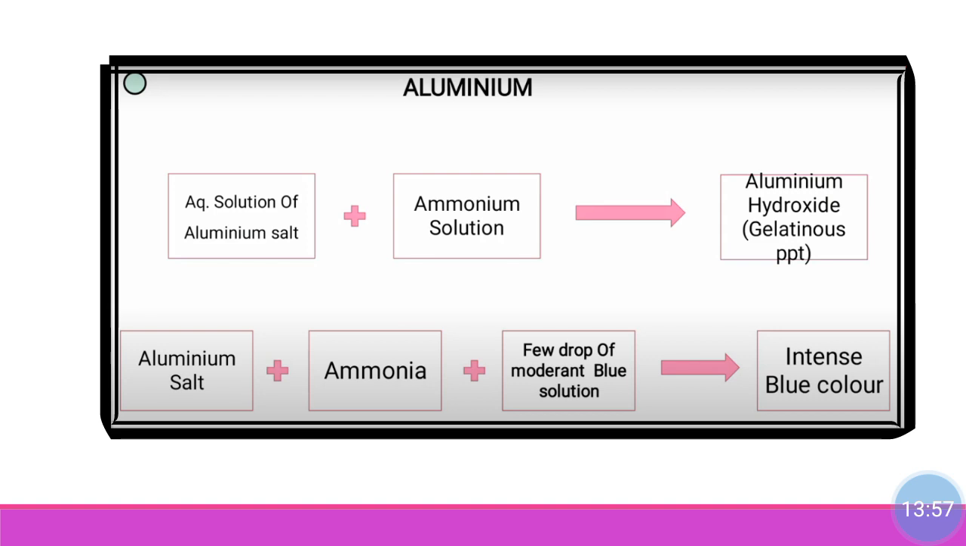Then when an aluminium salt is reacted with ammonia and we add a few drops of methyl blue solution, which is an indicator, an intense blue color is formed in the case of aluminium.